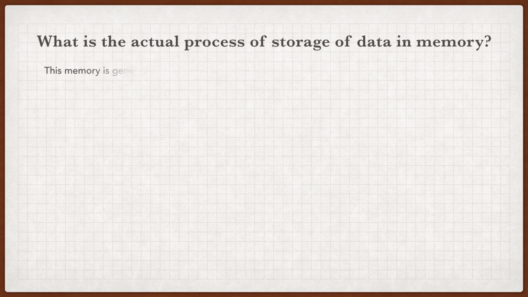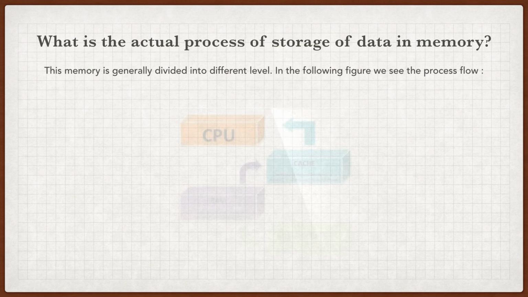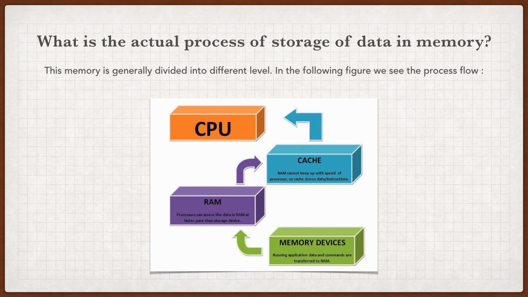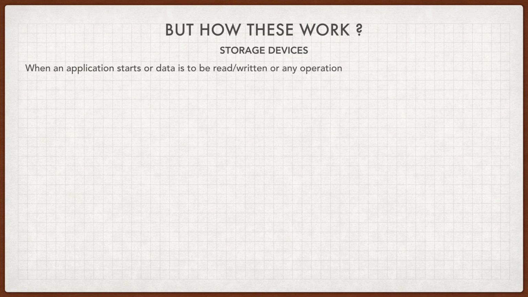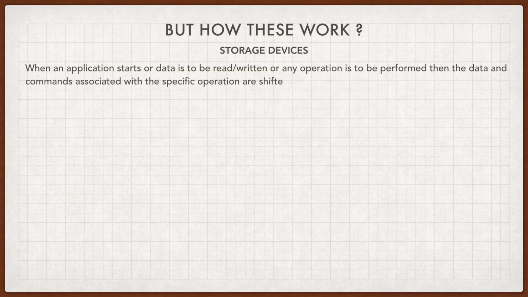What is the actual process of storage of data in memory? This memory is generally divided into different levels. In the following figure we see the process flow. But how do these work? First comes the storage devices. When an application starts or data is to be read, written, or any operation is to be performed, the data and commands associated with the specific operation are shifted from a slow-moving storage device to a faster device, RAM.